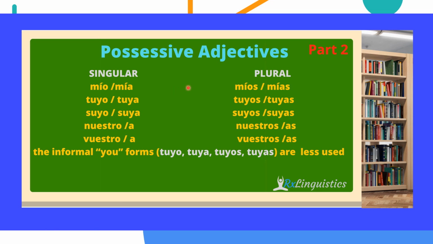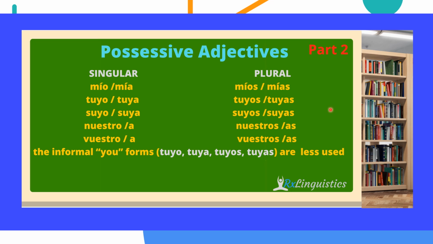The long form of possessive adjectives are mío, mía when it's feminine, tuyo, tuya when it's feminine, suyo, suya when it's feminine, nuestro, nuestra when it's feminine, vuestro, vuestra when it's feminine. And here are the plural forms: míos, tuyos, suyos, nuestros, vuestros, mías, tuyas, suyas, nuestras, vuestras. Again, tuyo, tuya, tuyos, tuyas are informal. You use suyo, suya, suyos, suyas instead.